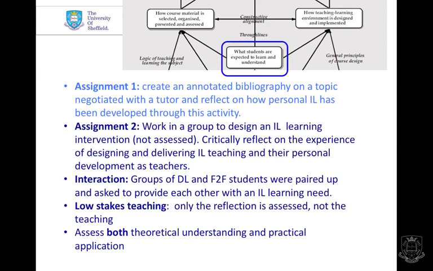So I'm going to cover here what students are expected to learn and understand through looking at the assignments. So assignment 1 is to create an annotated bibliography on a topic negotiated with a tutor and to reflect on how their personal information literacy has been developed through doing the activity. And this enabled us to interact with the learners and offer them targeted support and advice with their information literacy searching and also their topic selection.